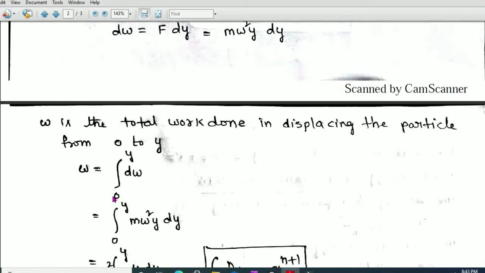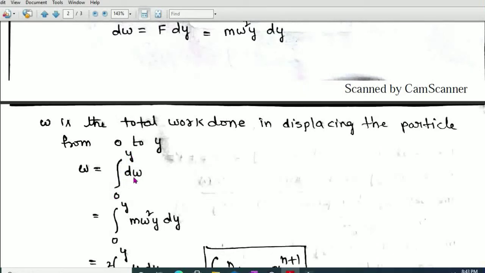That means we are displacing the body from the mean position. At the mean position the displacement is 0. We displace the body to a distance y from the mean position, and y is the final position. The initial position is 0 and the final position is y. These are the limits: 0 is the lower limit and y is the upper limit.